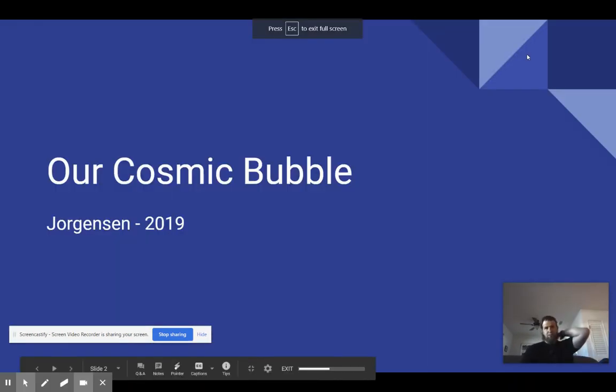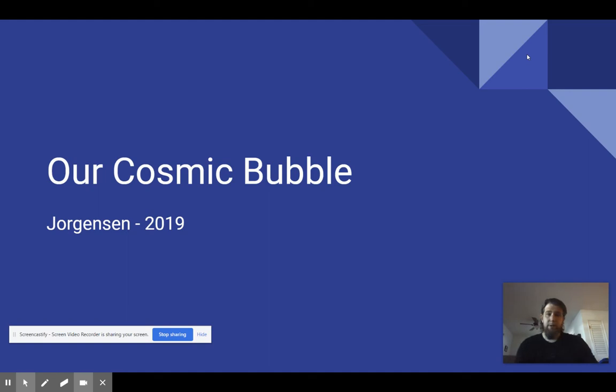So as I go into presenting this, we are talking about our cosmic bubble. So yes, we will talk about where the Earth fits in the universe, but we're also going to focus a little bit on just our little bubble, our solar system to be specific, and also a little bit on our galaxy, which is the Milky Way.